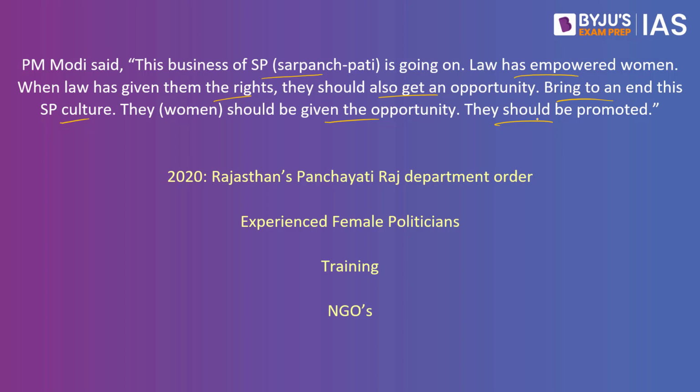So what should be the way forward? When we consider India, there have been examples in the past as well. In 2020, Rajasthan's Panchayati Raj Department came up with an order. According to it, in case there are any sarpanch patis, or male members of the family who are dictating terms to the women, then the woman sarpanch will be immediately asked to resign, and at the same time suitable action will be taken against her husband or the male counterpart of the family.